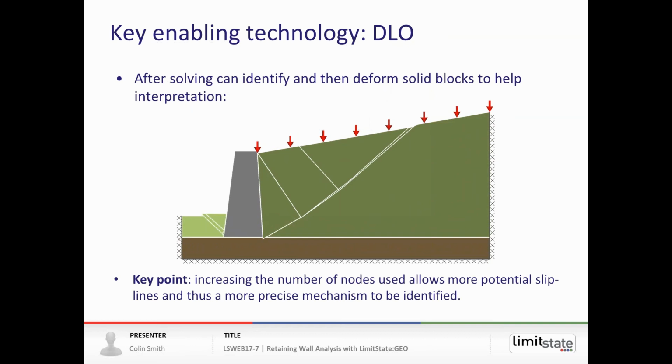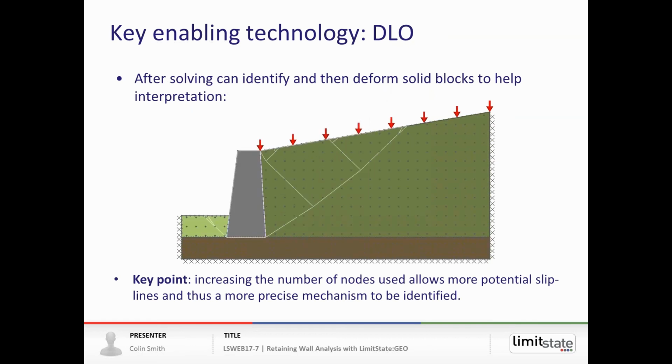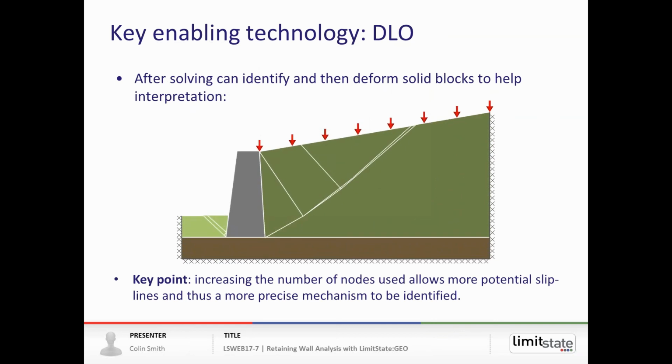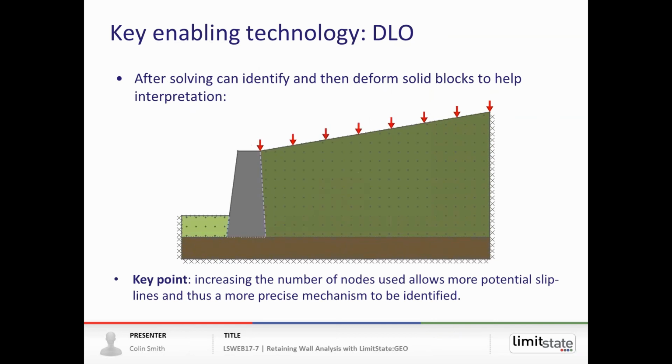And a key point is that the number of nodes that we use in the problem will allow more potential slip lines, and there's a more precise mechanism to be identified. So in this animation you can see the nodes in the initial image just appearing now in the background. If you put more nodes in, then you get a more accurate solution.